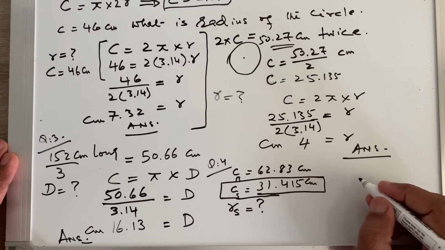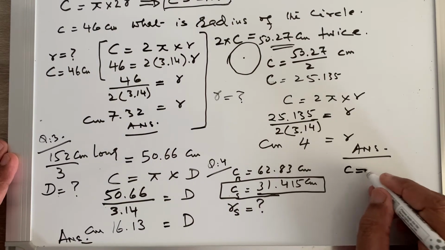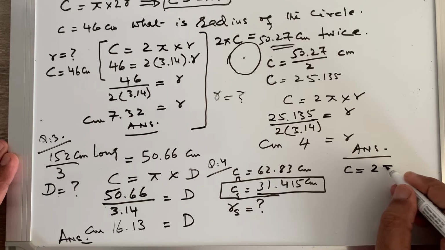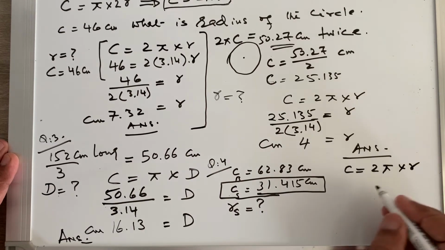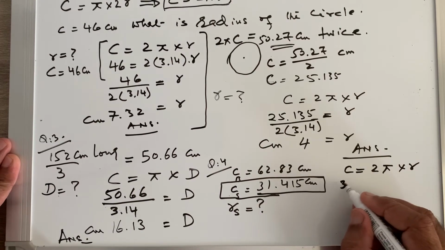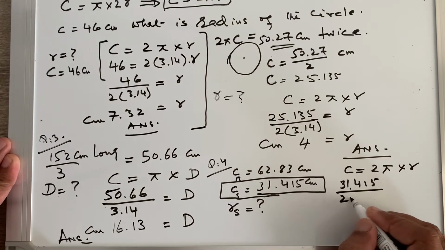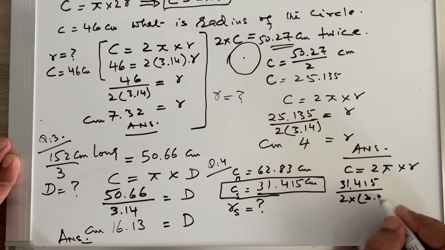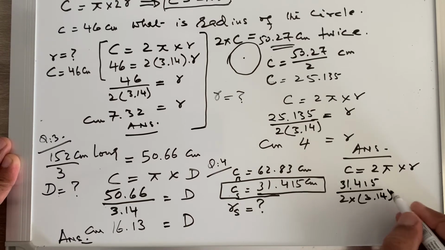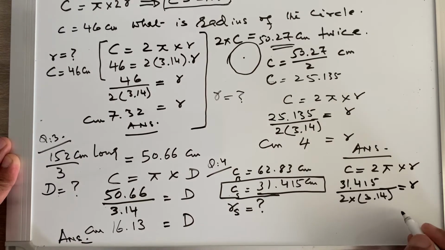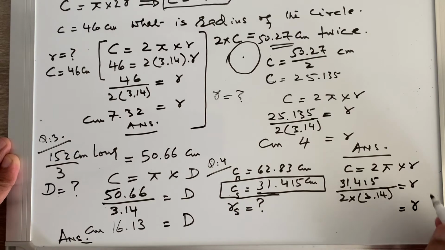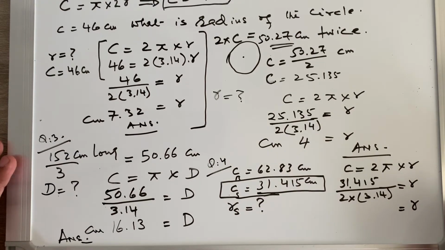So what is the formula? Circumference is equal to 2 times pi times r, right? Circumference is given: 31.415 divided by 2 pi. Pi is 3.14, right? So this will give me the radius of the small circle.